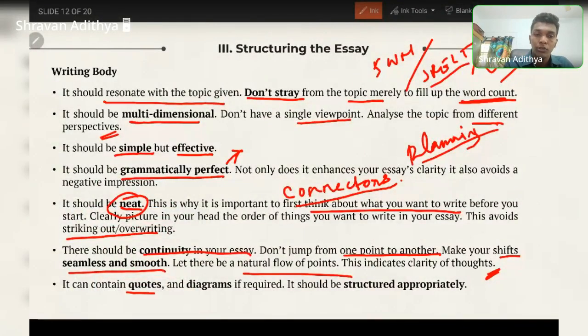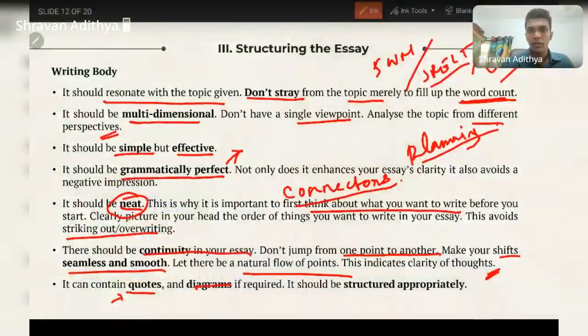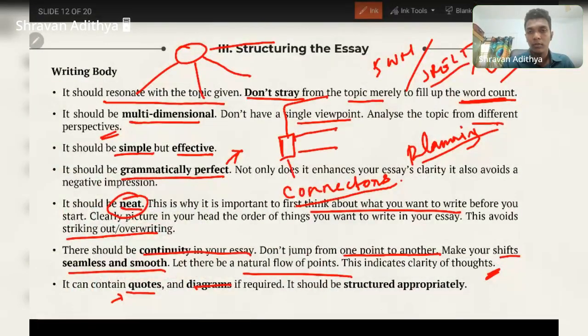It can contain quotes. Even in the body, you can write quotes. It is not that you should use quotes only in the introduction or conclusion. You can use them in your body if you feel they are relevant. And you can use diagrams like flow charts and tree diagrams. Suppose you want to write different things, you can use a tree diagram or a flow chart. Whatever you feel like, you can do it, but it should be structured appropriately and relevant.